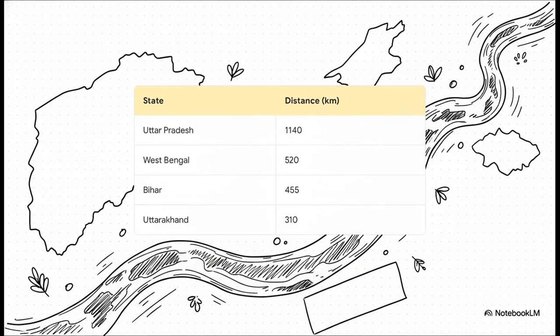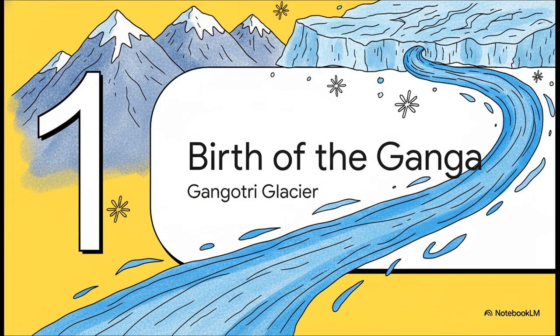Okay, let's dive into this a bit more. Now, while the Ganga's massive drainage basin actually touches 11 different states, its main path really carves through 4 key territories. It spends a staggering 1,140 kilometers just nourishing the agricultural heartland of Uttar Pradesh. Then, it's followed by West Bengal at 520 kilometers, Bihar at 455, and Uttarakhand at 310 kilometers. Putting it like that really grounds us, right? You can actually visualize just how much terrain this river covers and exactly how vital it is for literally millions of people. All right, moving into Section 1, the birth of the Ganga.